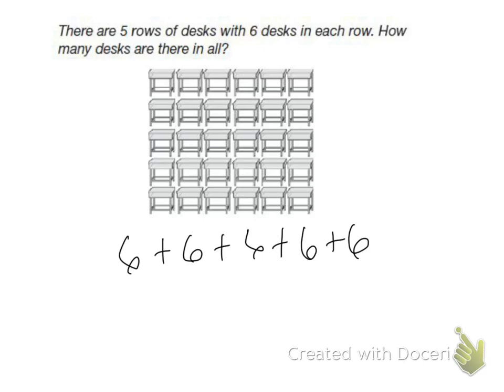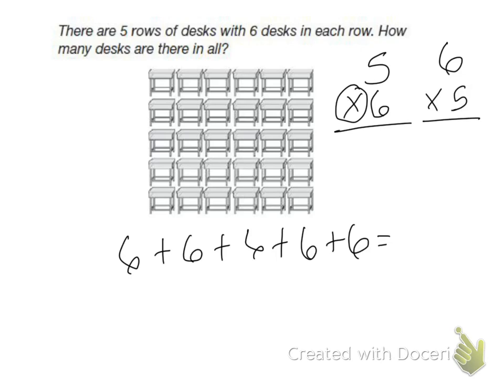Okay. The third way is I can multiply. So if I need to find the same number over and over, we say that we multiply. So to find the sum of 5 sixes, I would do 5 times 6. I could also do 6 times 5. I can do it in either order.